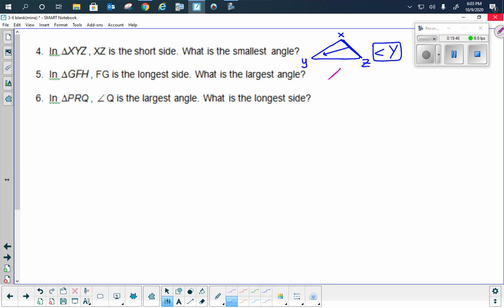And then number 5, triangle GFH. I'm going to draw another one. These are all capital letters. GFH. It says FG is the longest side. So we're talking about this one. And it does happen to be asking us for the largest angle. The largest is across from the largest. So we're talking angle capital H would be our answer there.